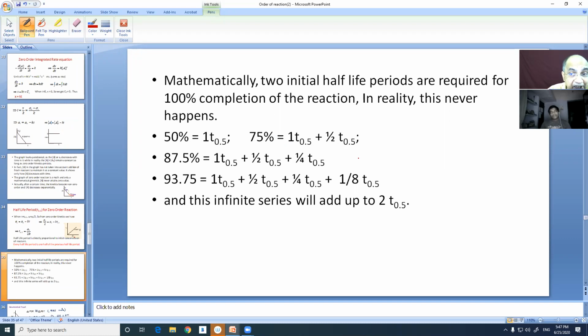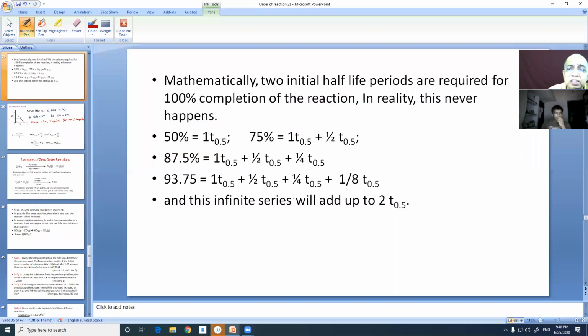This t1/2 is the initial half-life. This t1/2 is constant, the starting value. So half of this and another 12.5 for total 87.5, it will be these two and half of this, that means 1 by 4 t1/2. And if you go for a series, it will ultimately land up to 2 half-life periods: half t1/2, 1 by 4 t1/2, 1 by 8, 1 by 16, and so on. This infinite series will give you only 2 half-lives. That we can geometrically prove.